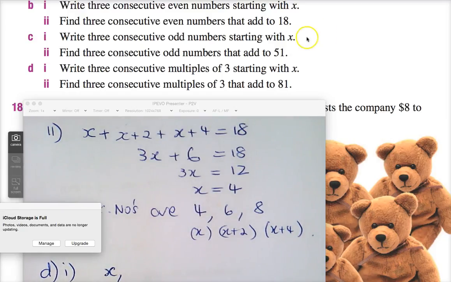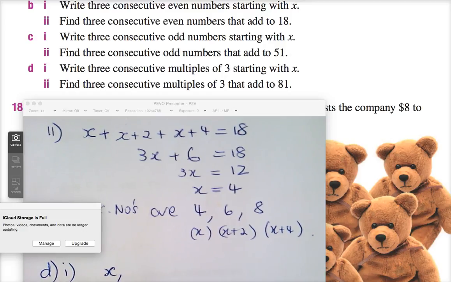The first number is x. The next one is 2 more than that, which is x plus 2. And the next odd number is 2 more than that, which is x plus 4. In other words, you do it exactly the same way as question B. But your x will have to come out as an odd number, because, see that answer, how it's 51?